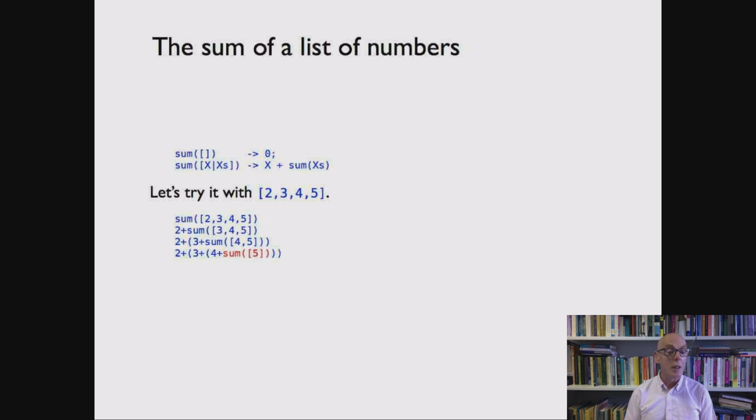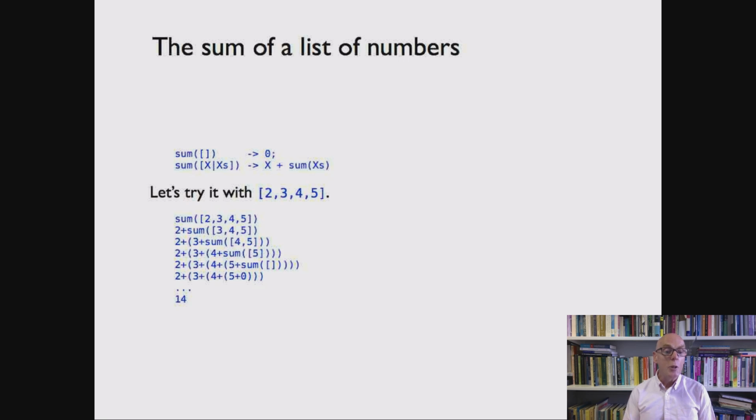So the sum of the list with just 5 in it is 5 plus the sum of the empty list. And now we've hit the base case: the sum of an empty list is 0. So the answer is 5 plus 0 is 5, plus 4 is 9, plus 3 is 12, plus 2 is 14. So we get that the sum of the list of numbers is 14 using that definition.